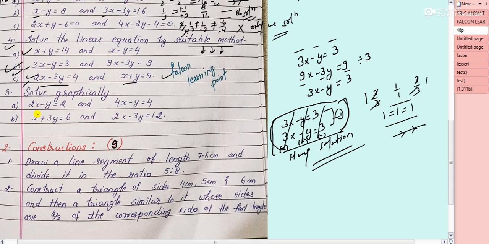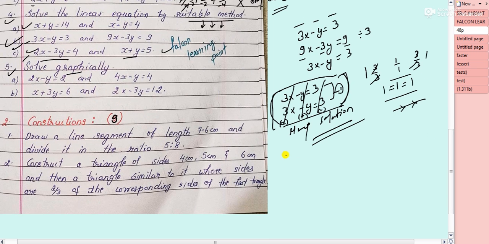Now here you have solve graphically, so definitely there will be one question asked for 4 marks graphically. Since it will take a little longer time, I will provide the link in the description box on how to solve the graphically typed questions. Here what you have to do is just prepare two equations. Let me show you. 2x minus y is equal to 2, and 4x minus y is equal to 4.